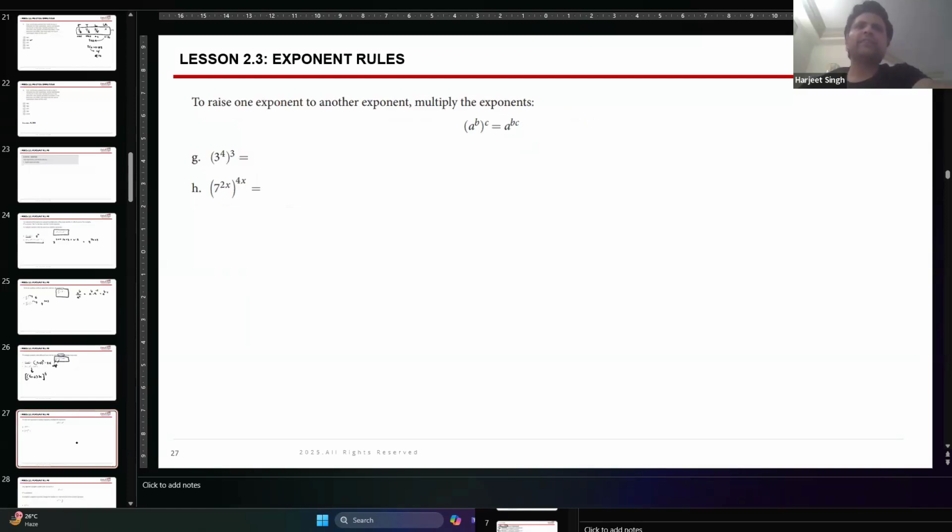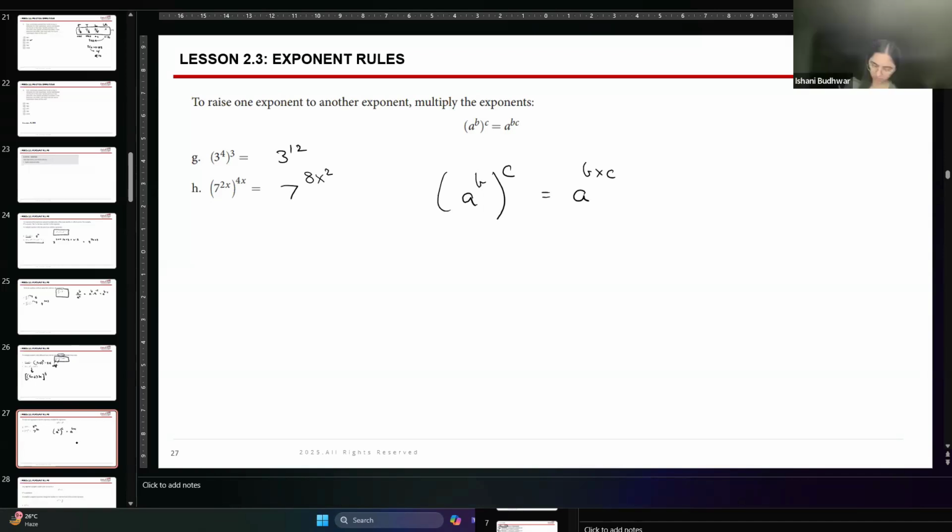And one more thing, if you have a to the power b and both are raised to c, exponent over exponent, it becomes base is the same and the exponents will be multiplied. So 3 raised to 4, cube of that will be 3 raised to 12. And 7 to the power 2x raised to 4x will become 7 to the power 8x squared, right?